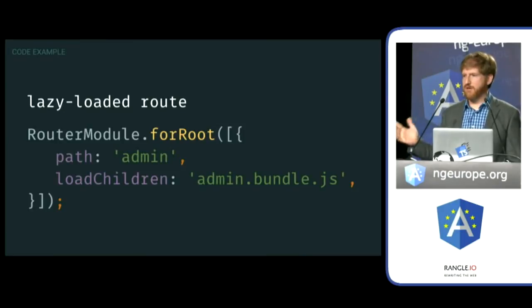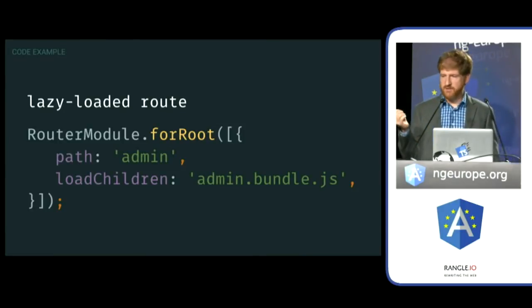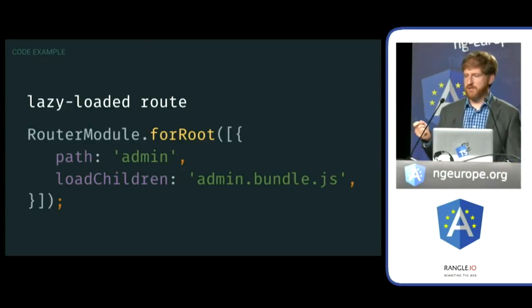And I won't talk a lot about how to set this up. Basically, you can look at Victor Savkin's excellent blog articles about how to configure the router. And so if you use loadChildren in this example and you point it to a bundle that you've created that has the code needed to display the admin route, then we won't load this code unless the user goes to the admin route.